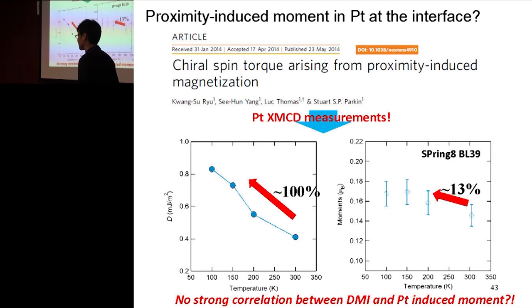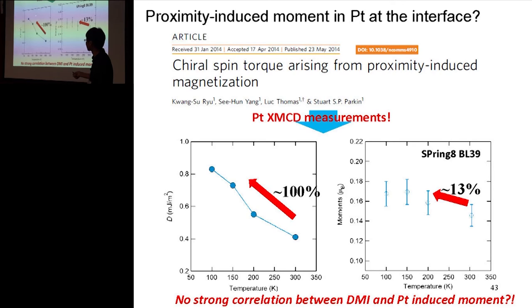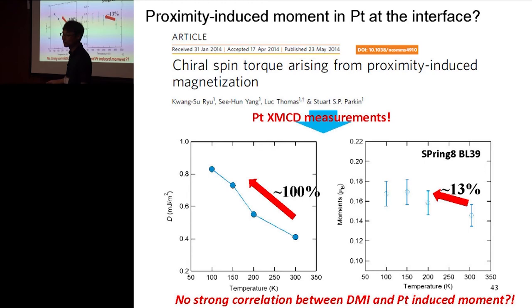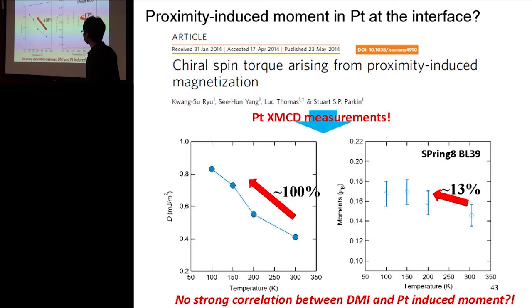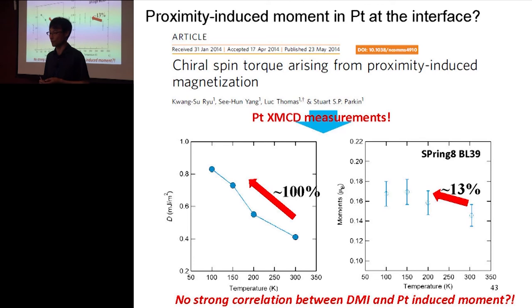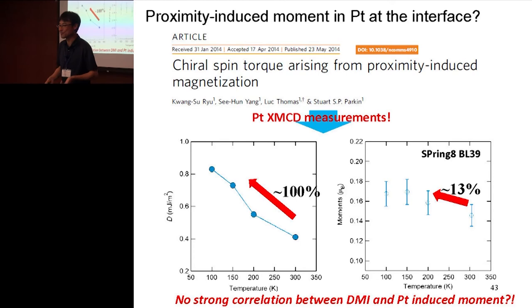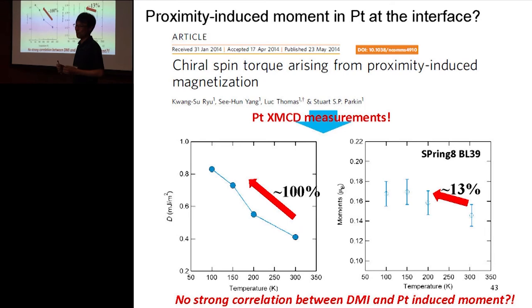So here, I show again the temperature dependence of DMI, which shows almost twice increase by reducing the temperature from room temperature to 200 K. However, the induced moment in the platinum was almost constant with changing temperature. So we cannot explain this strong temperature dependence of DMI just by the induced magnetic moment in platinum. This is a mystery. Actually, when we did this experiment, I was really excited. Maybe it's very easy to write a paper. Maybe we have a very strong temperature dependence in the induced magnetic moment. But, oh my God, no paper.